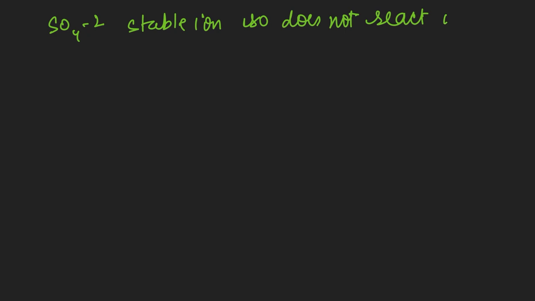Actually, the sulfate ion, SO4 2-, is a stable ion, so it does not react with the carbocation. It is a very stable ion which doesn't react with the carbocation.